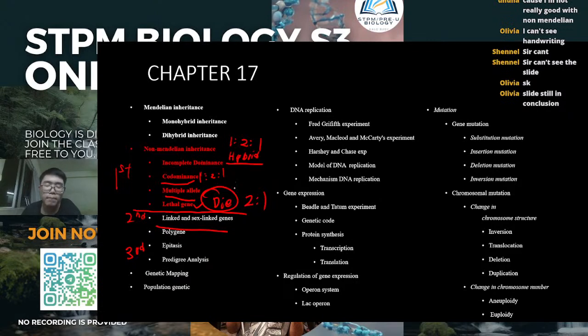This is only part 1. Tomorrow I will explain the rest of the non-Mendelian topics: linked gene, sex-linked gene, polygene, epistasis, and pedigree analysis. So the other four I will proceed with tomorrow. I think that's all for today. Okay, so any question or not? I think no question. So everyone is very smart. You know the meaning of Mendelian inheritance and non-Mendelian inheritance.